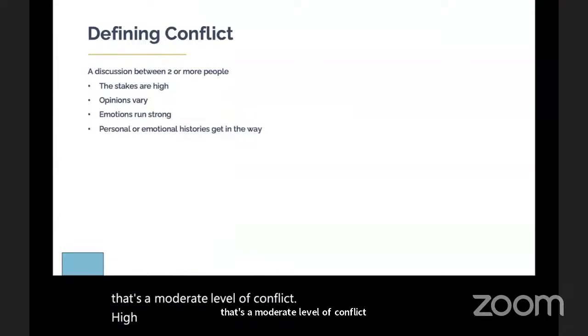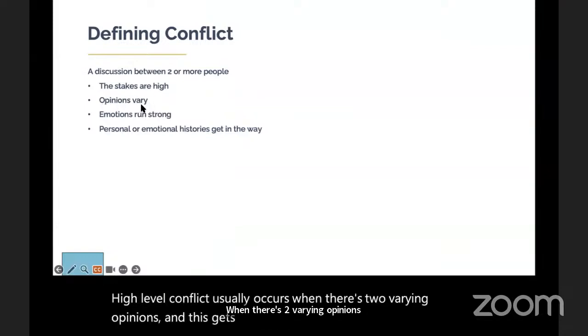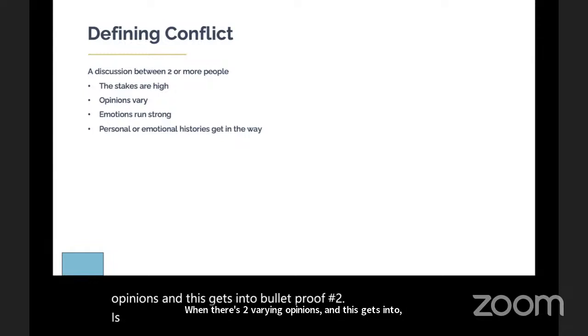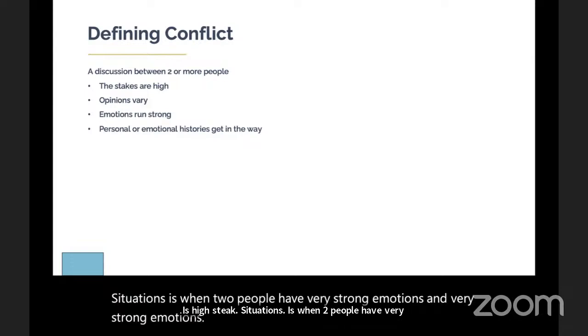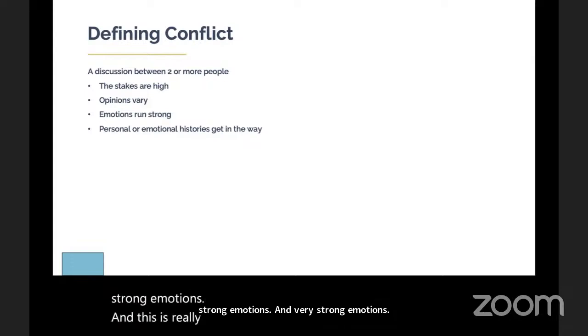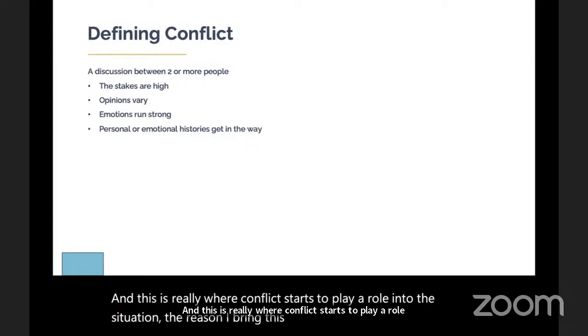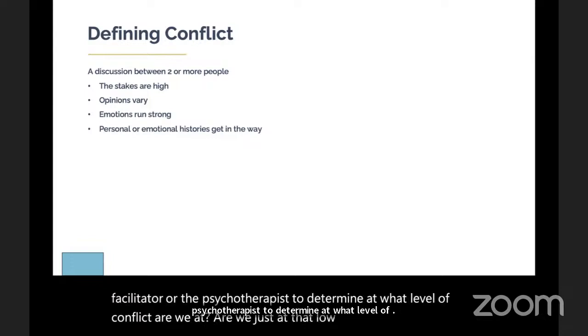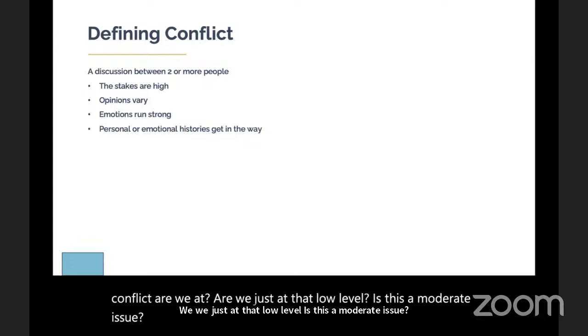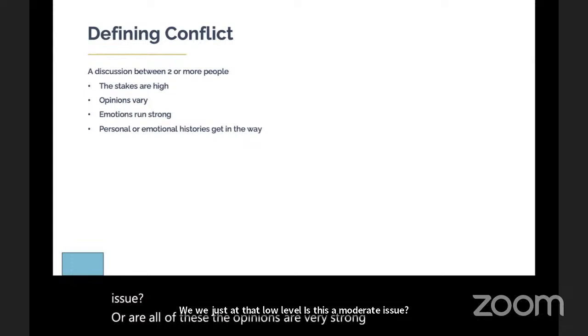High level conflict usually occurs when there are two varying opinions, and this gets into bulletproof number two: high stake situations are when two people have very strong emotions. This is really where conflict starts to play a role in the situation. The reason I bring this up is it's important for you as the facilitator or the psychotherapist to determine what level of conflict we are at. Are we just at that low level? Is this a moderate issue? Or are the opinions very strong and the emotions very strong?